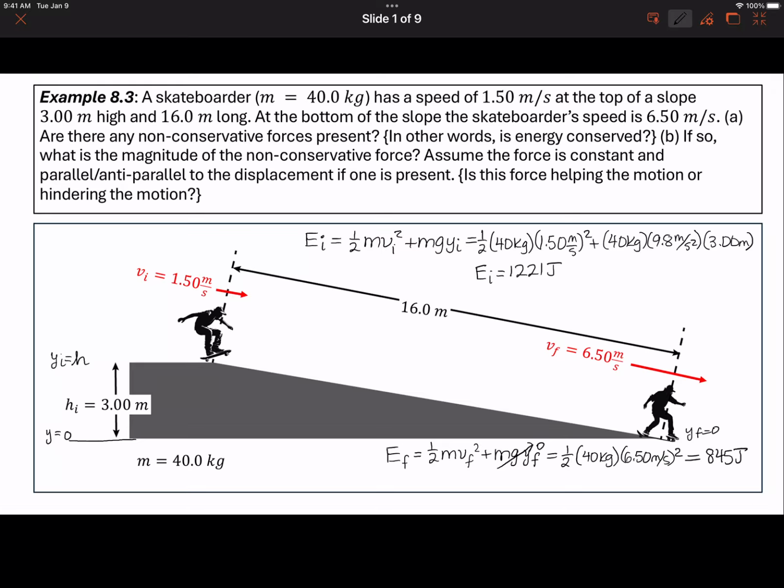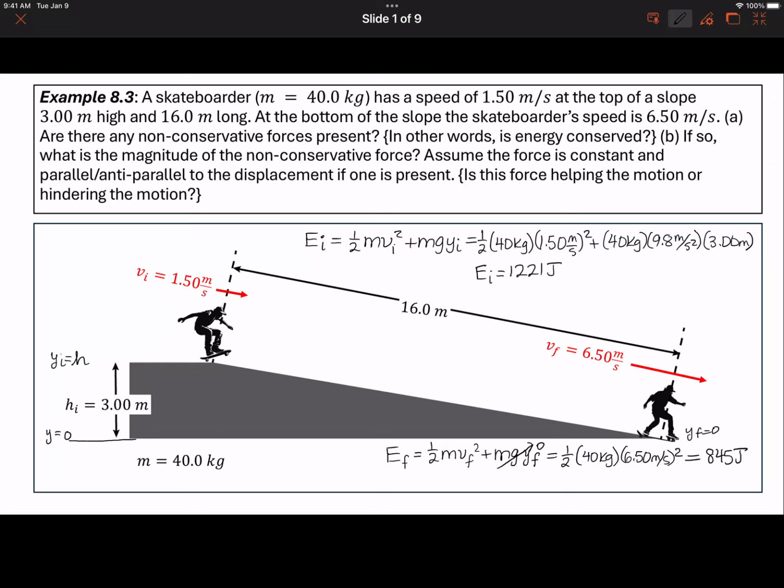So what we find is that the energy initial is not equal to the energy final, which means energy is not conserved, and there must be some non-conservative force present that is doing work, which is taking energy out of the system. So the next part of the question says, if there are any non-conservative forces, so if so, what is the magnitude of the non-conservative force? And we're going to assume the force is constant and parallel or anti-parallel to the displacement going down the incline.